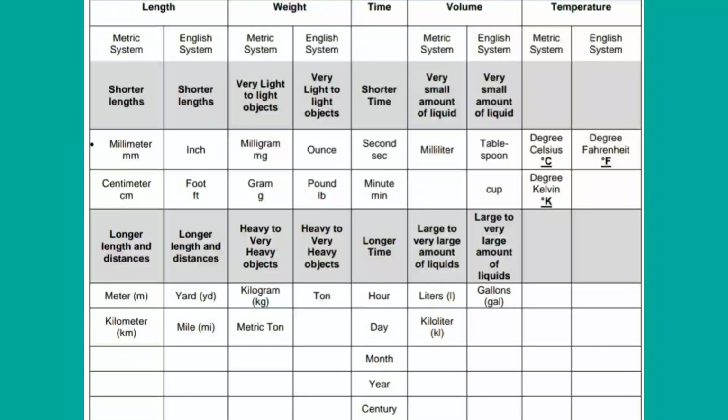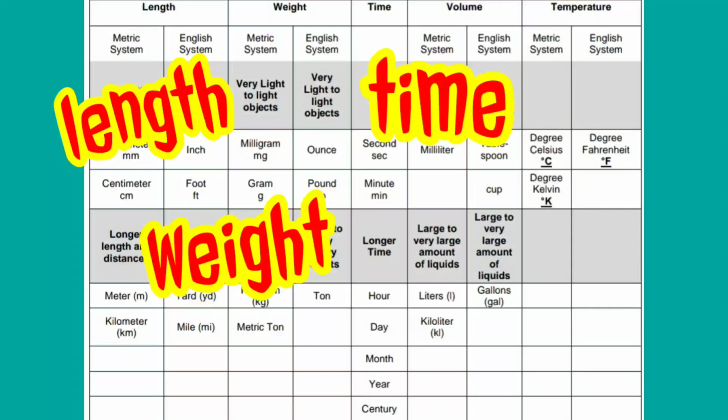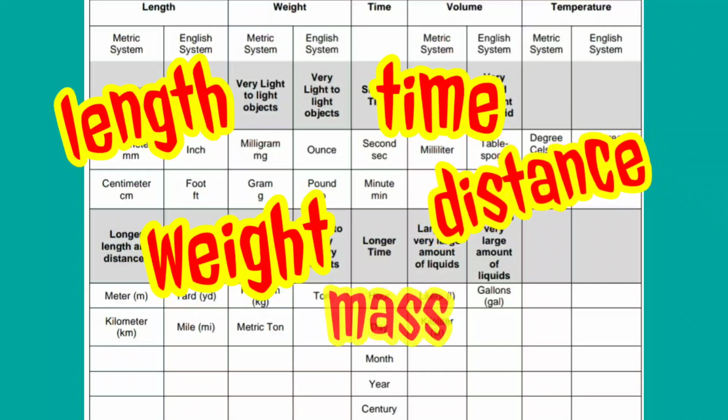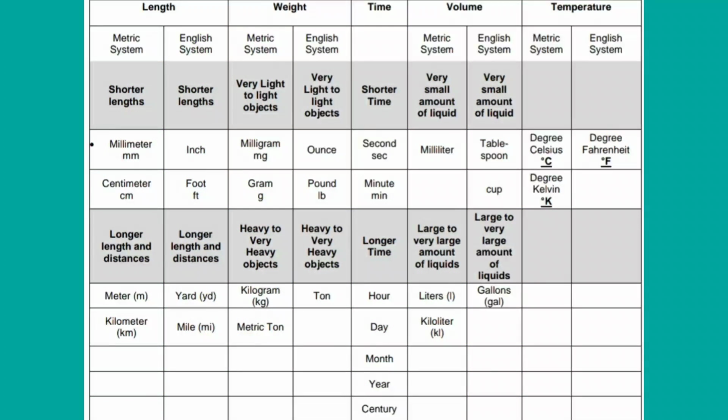So in choosing appropriate units of measures, in our everyday living we come across quantities such as length, weight, time, distance, mass, area, volume, and so on, right? So in mathematics, we are more interested in units of measurement, which are used to describe the size of each of these quantities.